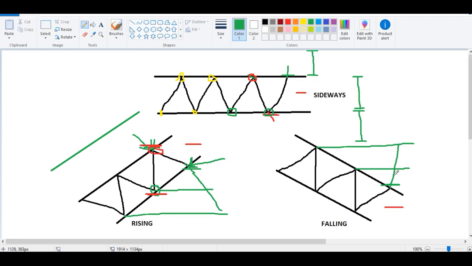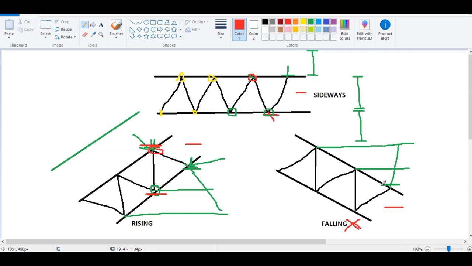Okay, now keep one thing in mind. In a falling channel, we will not take the breakout towards the lower end, the lower side. And why is that? Generally, as per my experience, these kind of trades tend to fail. So it is best to avoid the breakouts towards the bottom.